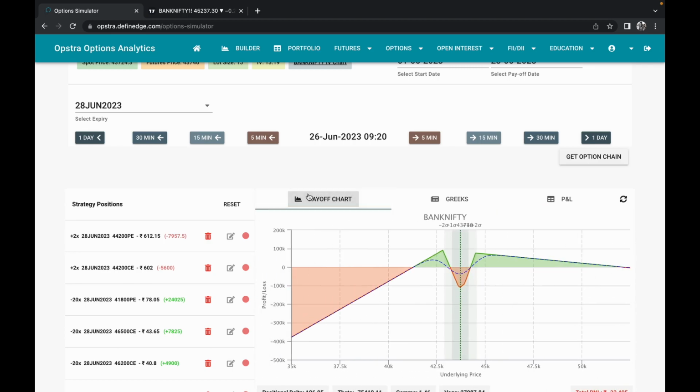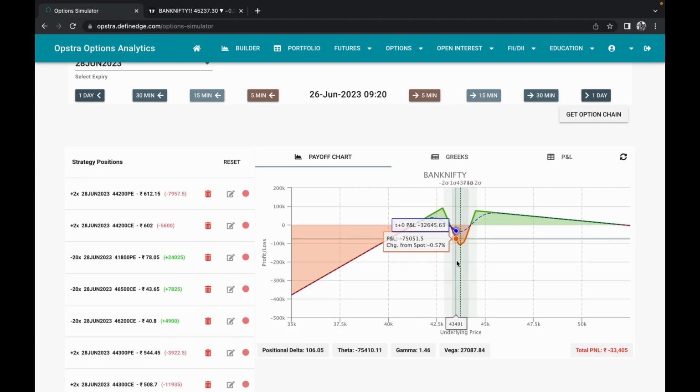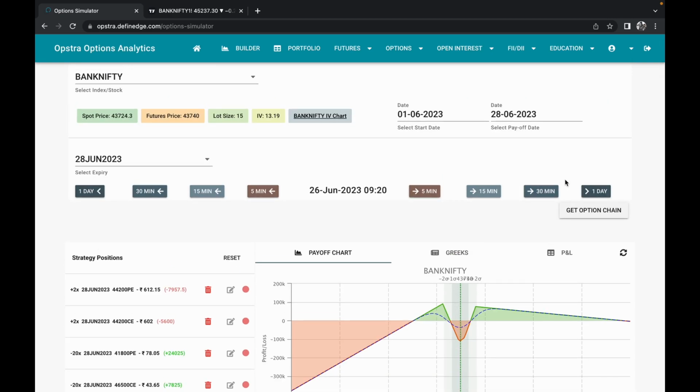And our payoff chart looks like this. It clearly shows that the market is moving up. So our adjustment is done in such a way that if the market actually goes up, we are in profit. So let's move on to our next day and see where the market is actually going.